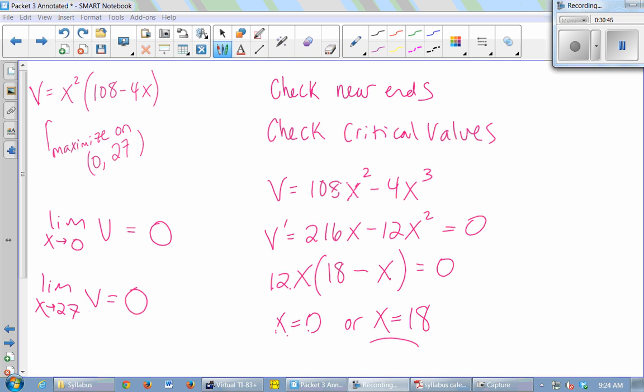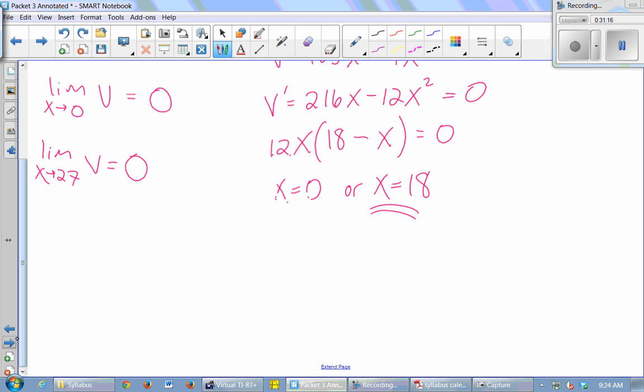So that critical value is a potential max or min. Which one do you think it is? It's got to be a max. If the ends of the interval go to 0, and we have this 18 as a maximum, I don't think there's any way that it could be a minimum or a flattening out and continuing kind of thing. But just to verify that this thing is a max, we've done sign charts a lot. Let's use the second derivative test to verify that this is a max.